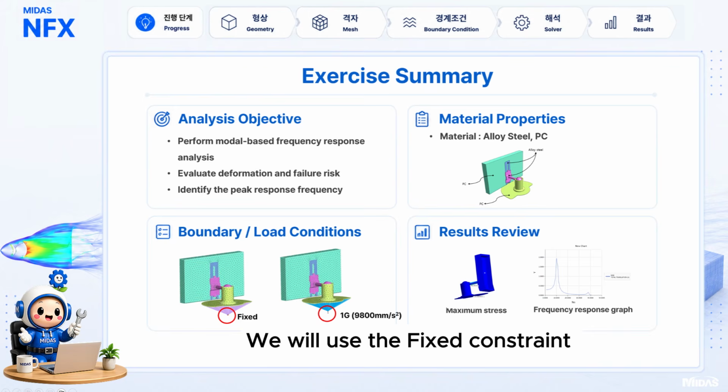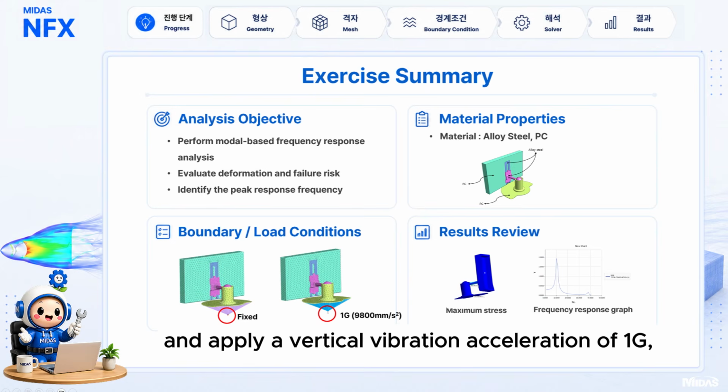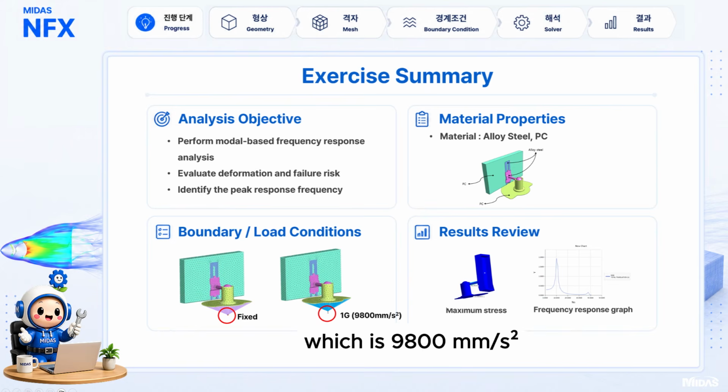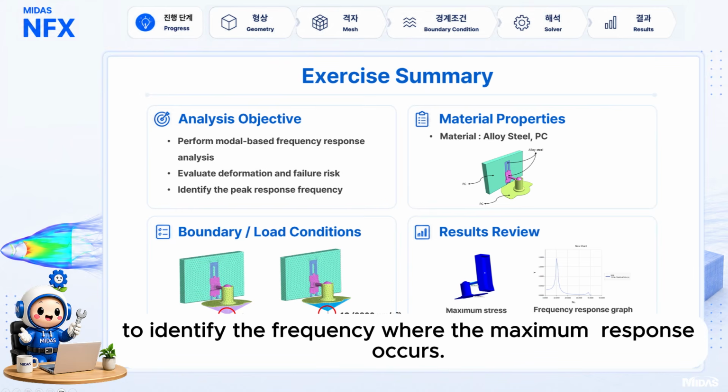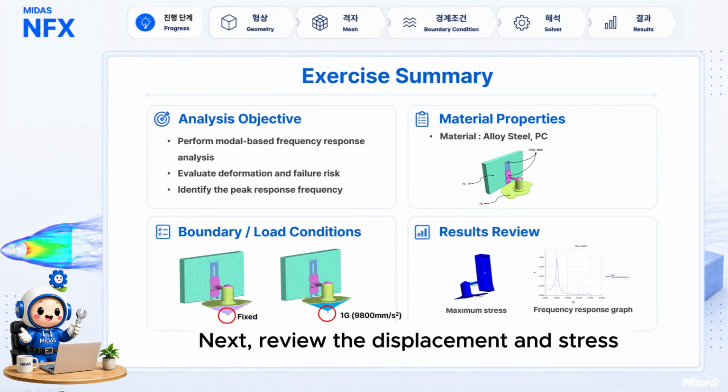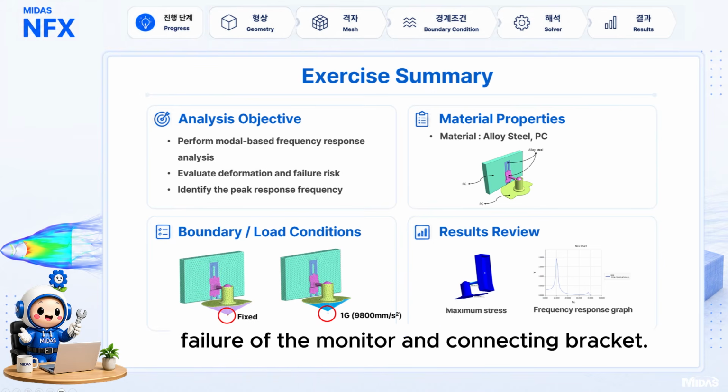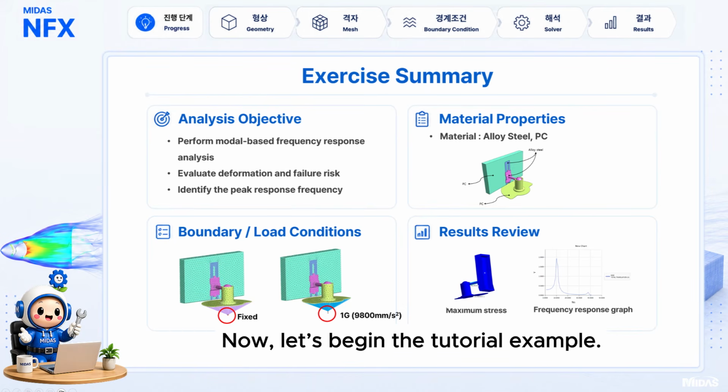We will use the fixed constraint already applied in the model and apply a vertical vibration acceleration of 1g, which is 9,800 millimeters per second squared. In the results, we will first use the frequency response graph to identify the frequency where the maximum response occurs. Next, review the displacement and stress results at that frequency to evaluate the deformation and possible failure of the monitor and connecting bracket. Now, let's begin the tutorial example.